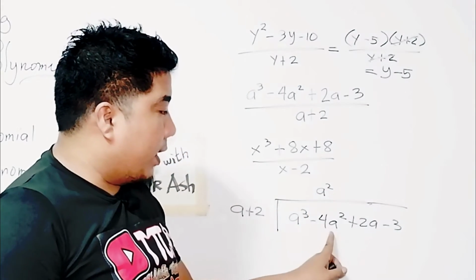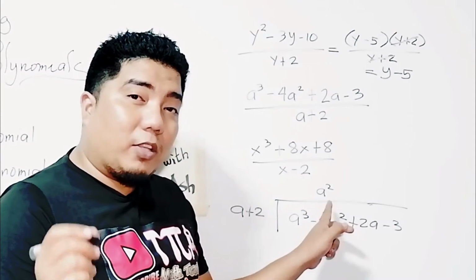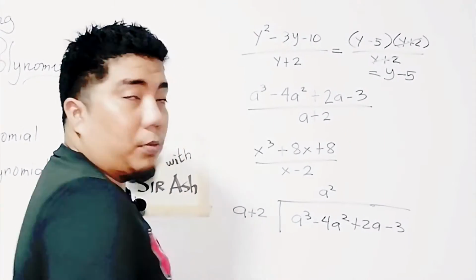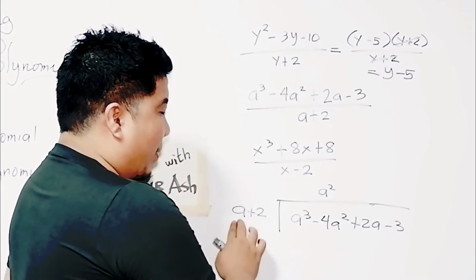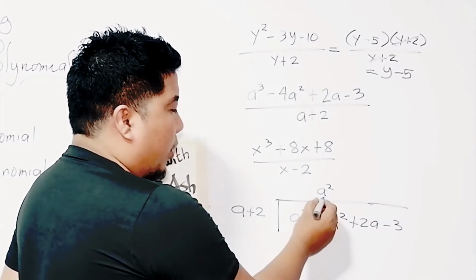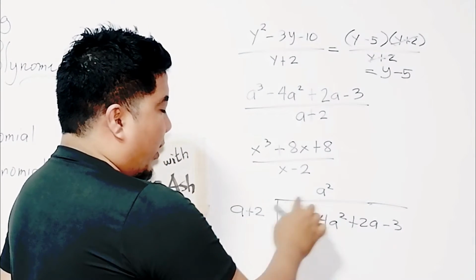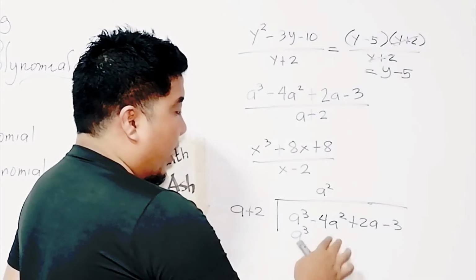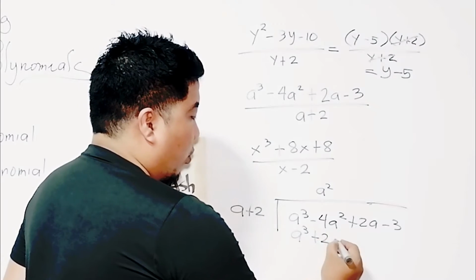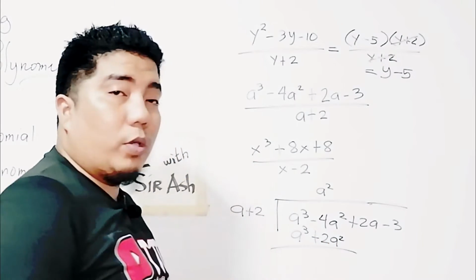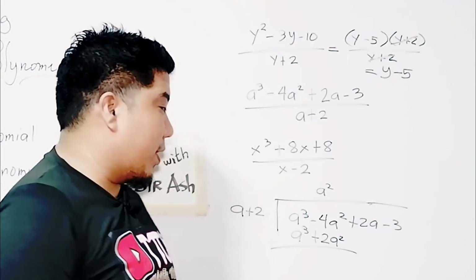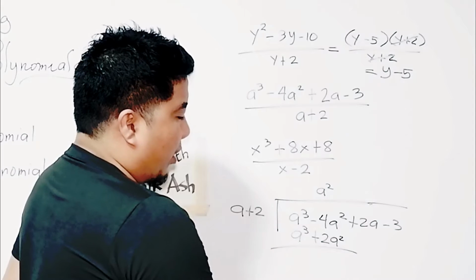So, the question is, why did I put this above my quadratic term? Because since there are two terms here, I will be considering two terms also. So, a cubed divided by a is a squared. Now, having this, you multiply this quotient to this one. So, a squared times a is a cubed. A squared times positive 2 is positive 2a squared. And then you just subtract, the same process as when you are dividing big numbers. If you subtract this, you don't have any left.